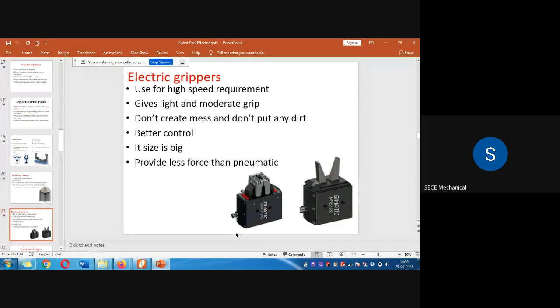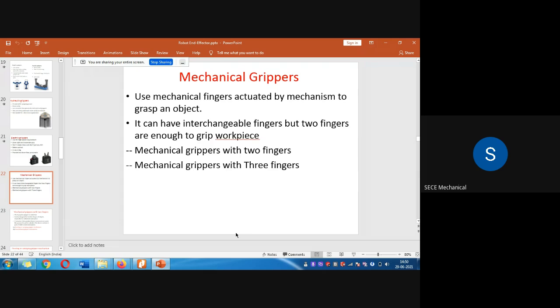And at last, the electrical gripper. It is used for high speed requirements and gives a light and moderate grip. But by means of pneumatic and electrical types, we cannot go for a high amount of gripping. With electrical and pneumatic, we are going for a medium amount of gripping, right? So better control, and also we can easily control the force.